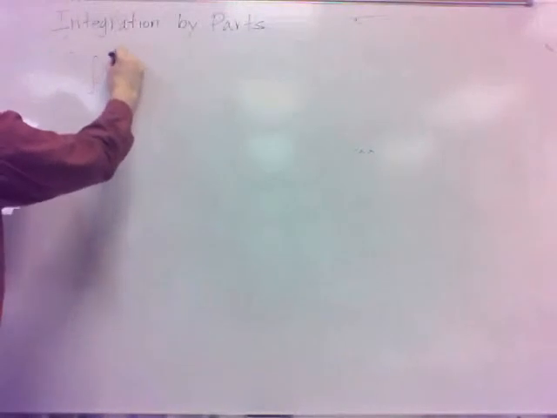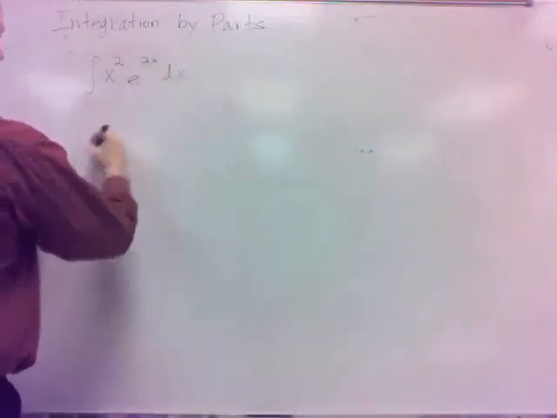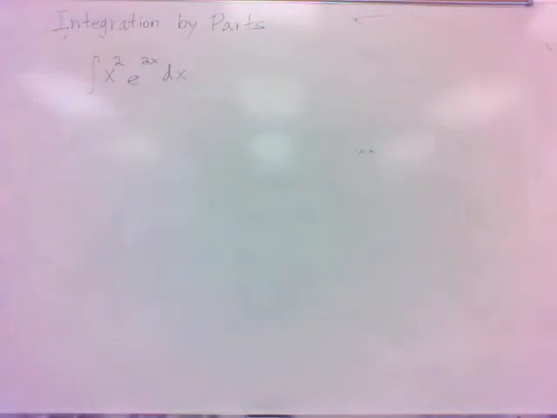Integral of x squared e to the 2x dx. All right, so I'm going to tell you it's parts. Which parts do you want to be the parts? U to be e to the 2x? You would pick u to be x squared?